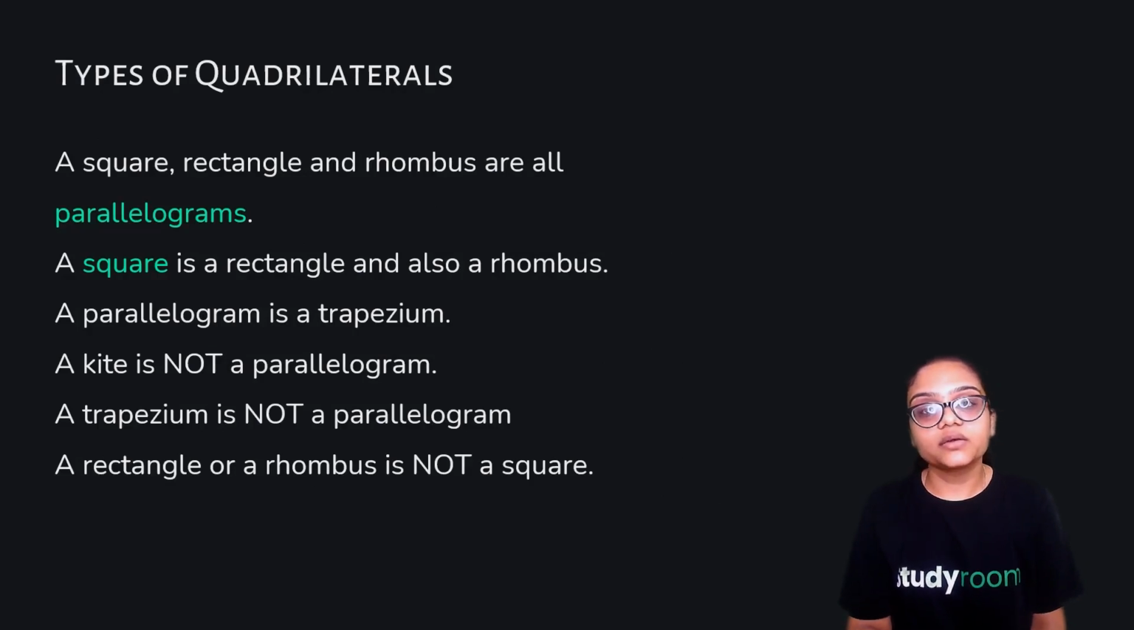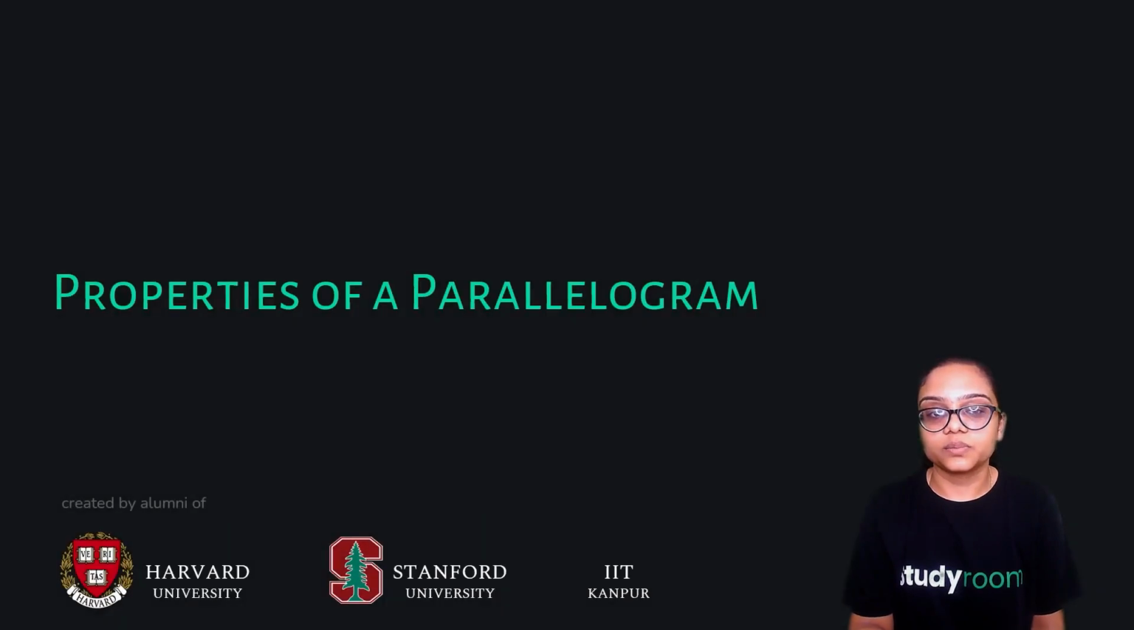So, square, rectangle, and rhombus are all parallelograms. A square is a rectangle and also a rhombus. A parallelogram is a trapezium. A kite is not a parallelogram because none of its sides are parallel. A trapezium is not a parallelogram because only one pair is parallel and the other pair intersects. A rectangle or a rhombus is not necessarily a square, but a square is also a rectangle and a rhombus. So, with that, we have covered the different types of quadrilaterals.